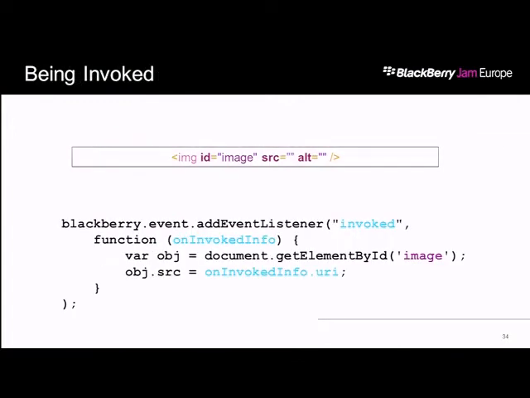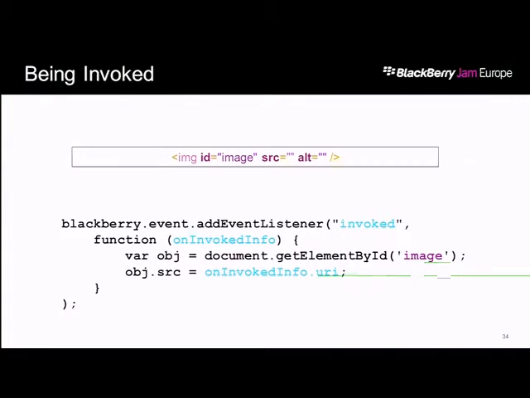So, a quick example of the picture viewer that I showed you. When I invoked the card application straight from the UI, it was blank because it's just an empty image tag in the HTML for this WebWorks app. And what would happen is when you're actually invoked as a card, you listen for the invoked event with blackberry.event.addEventListener. The onInvoked info comes in to your callback function. You get the element by ID of image, so you're getting this HTML image tag, and you're setting the source to the file reference that was passed into you by the other application.